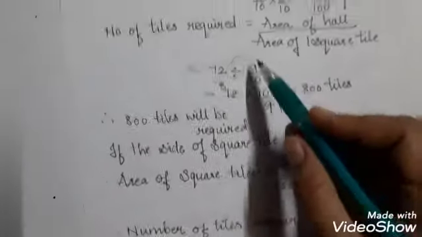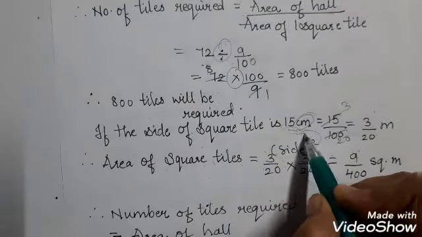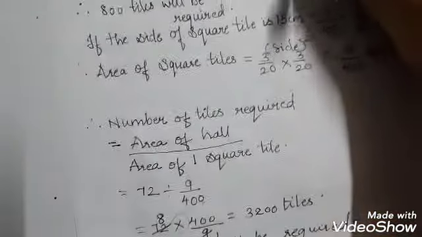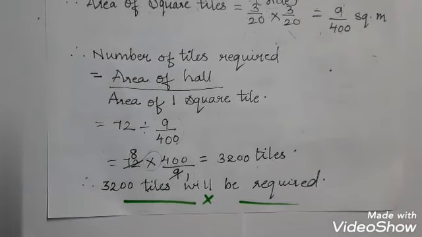Now, here the side was different. Here the side was 30 centimeter and here the side is 15 centimeter. So, that is why there are two answers. Okay. So, with this I have completed practice set 46.